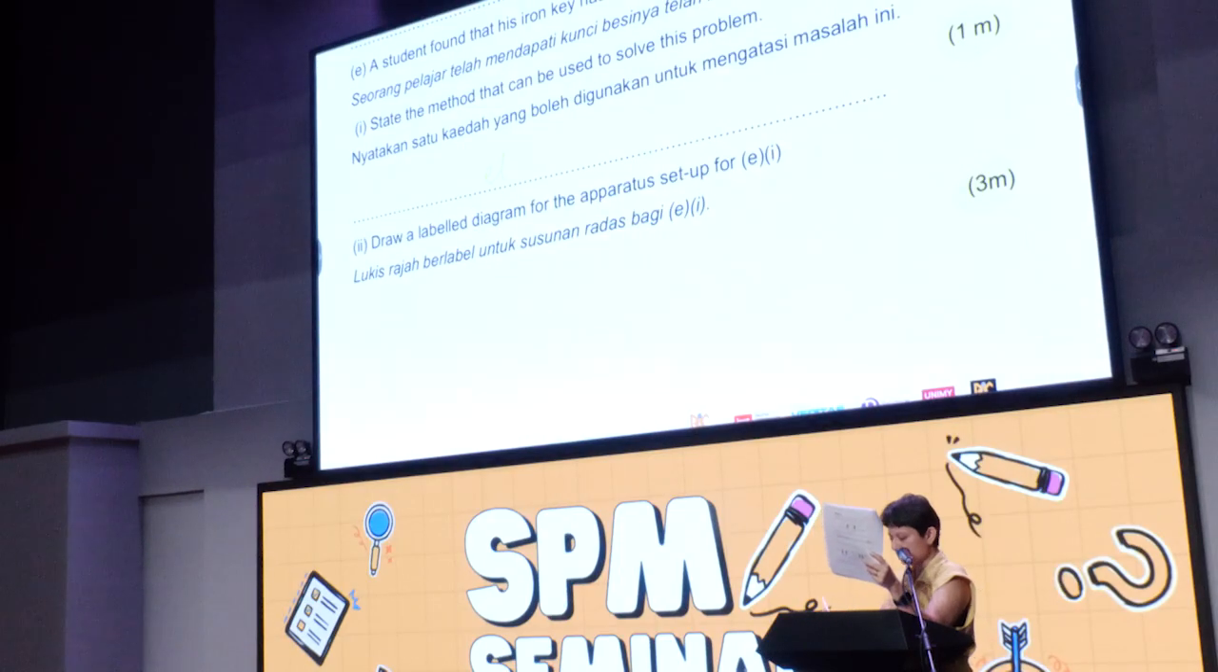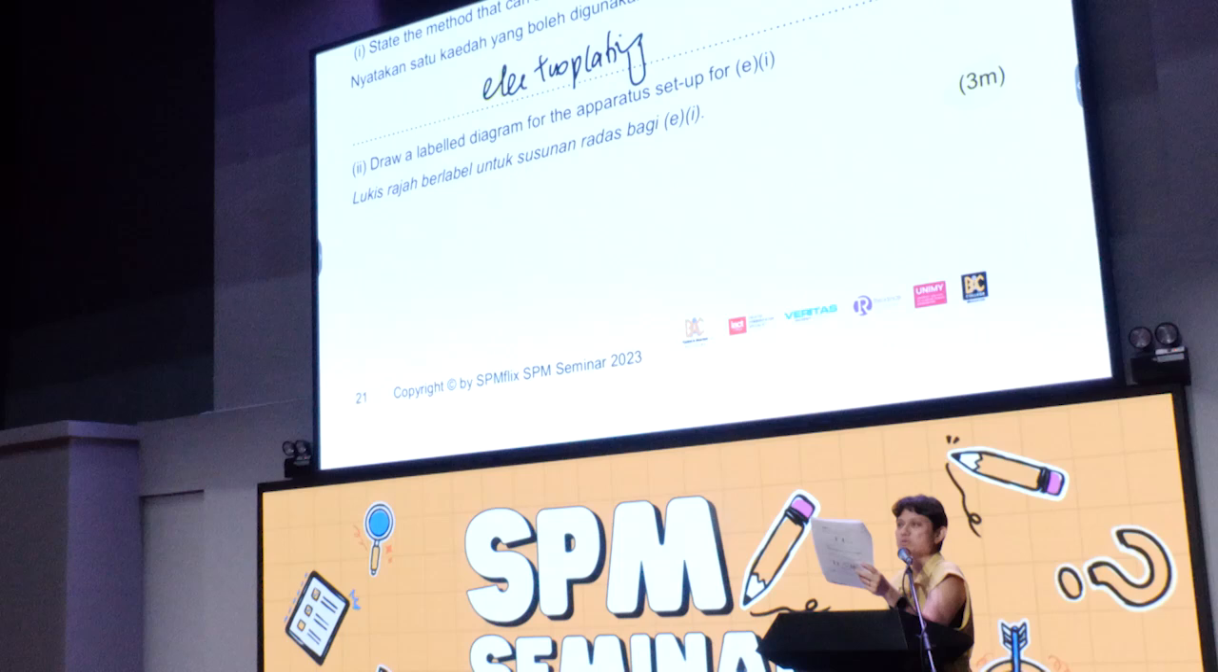Electroplating. This one you cannot skip. This one actually needs a drawing. Can you please draw electroplating? I want to show you how your diagram can be wrong. So they want to use an iron key. Okay, electroplating is penyaduran logam. They want to plate the iron key with copper, dengan cuprum. Okay, draw.